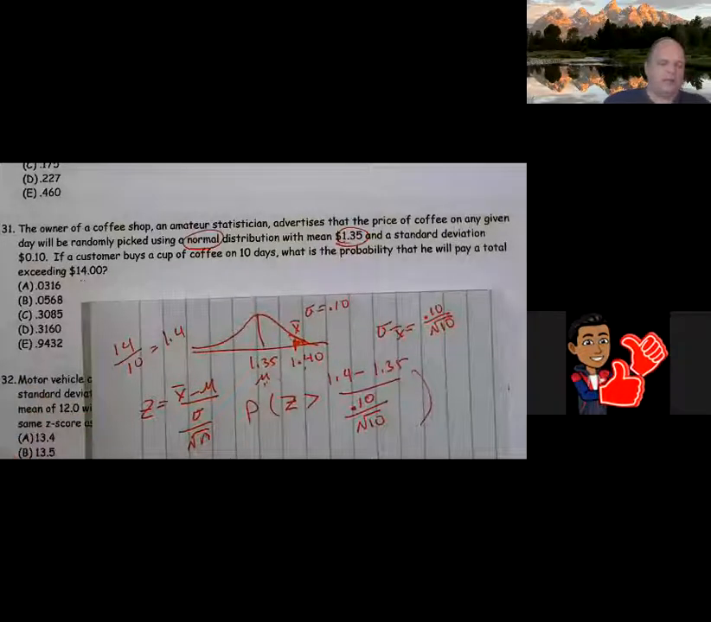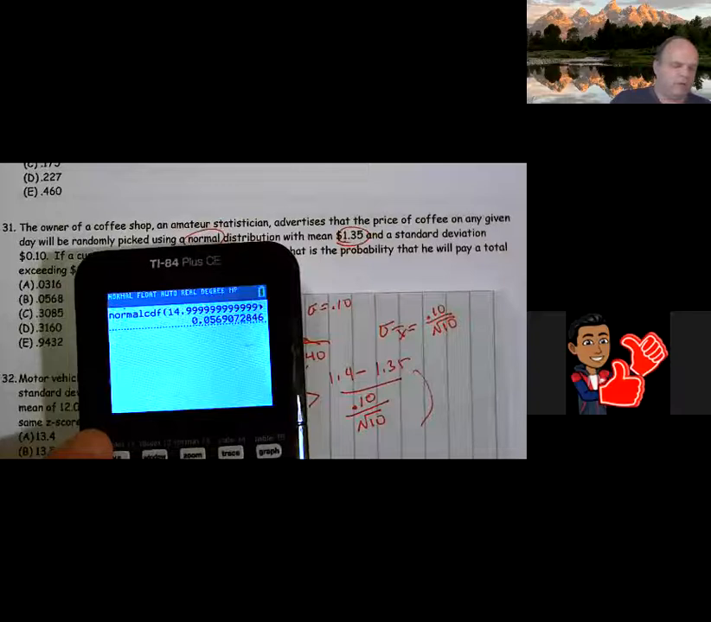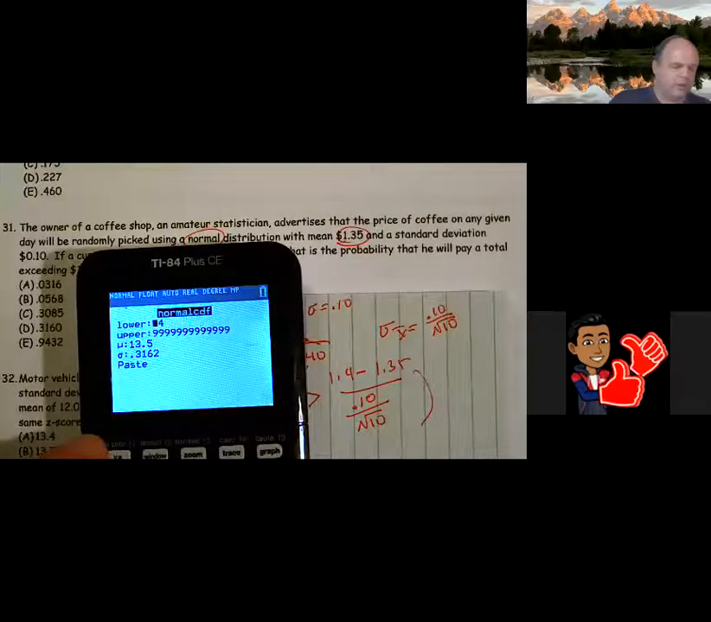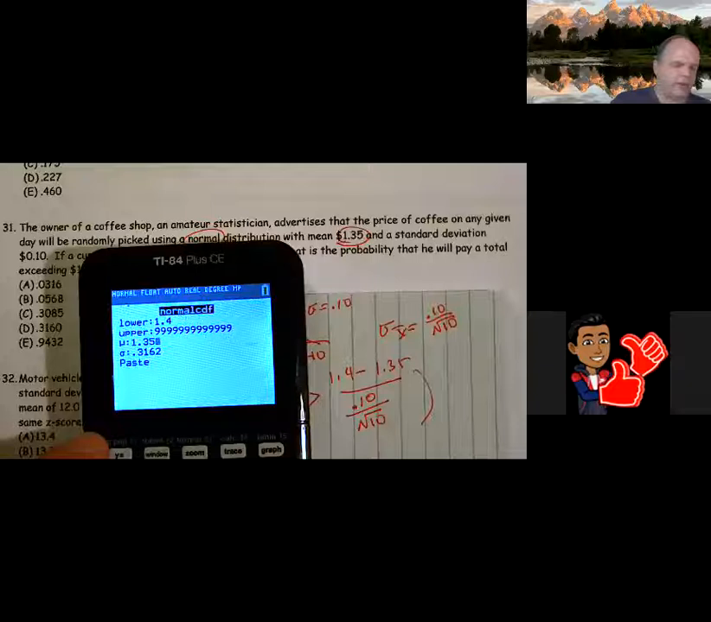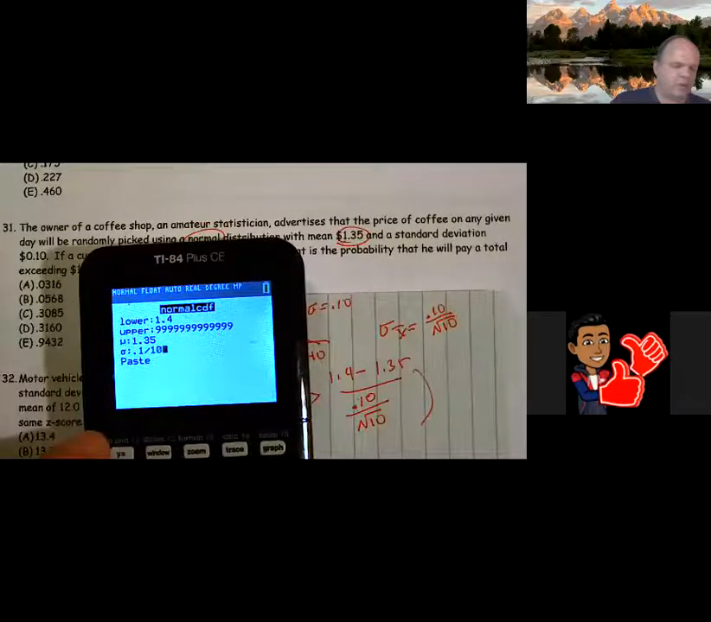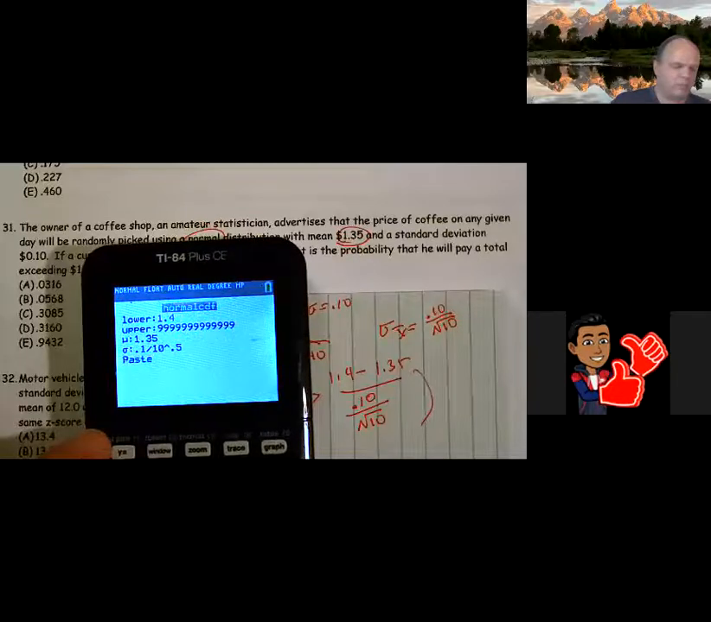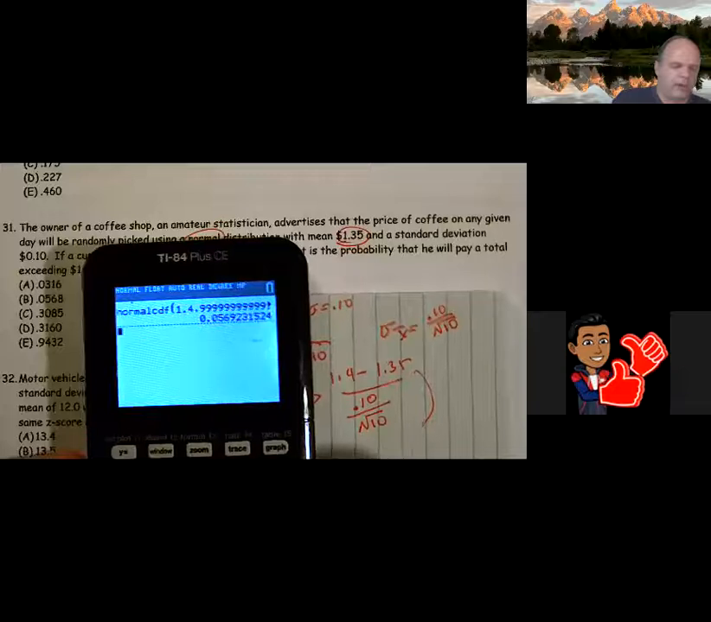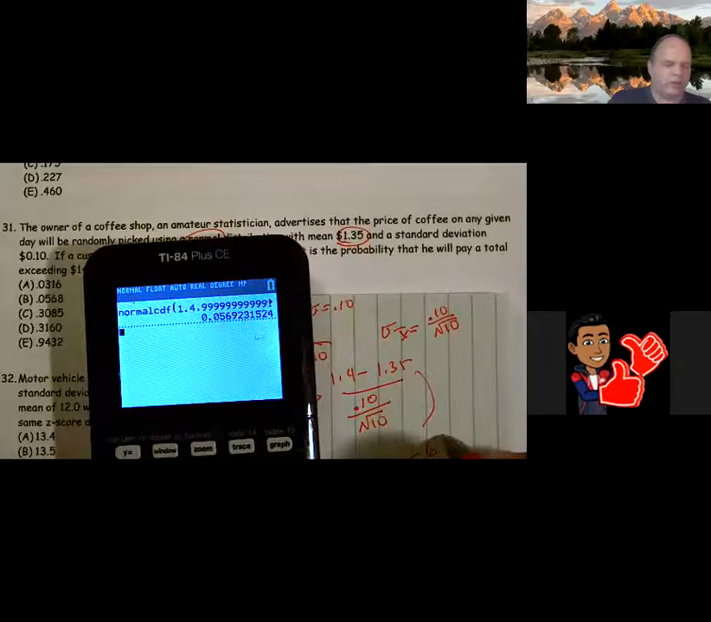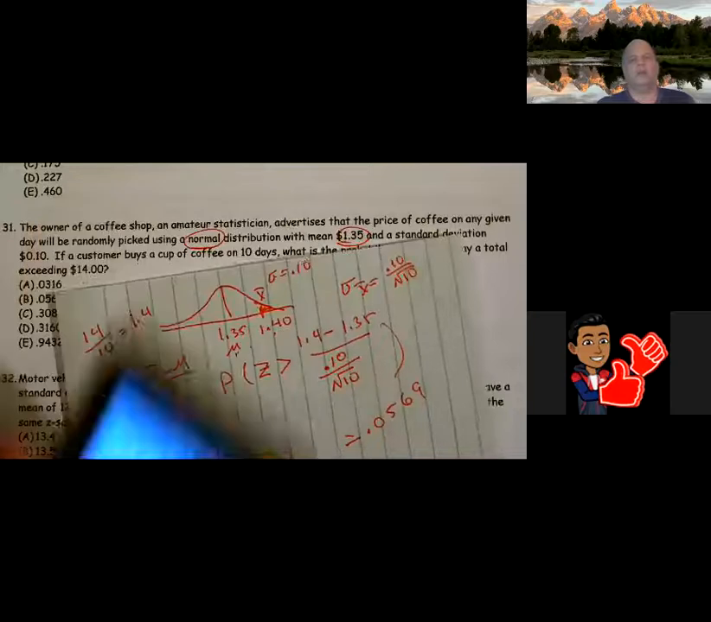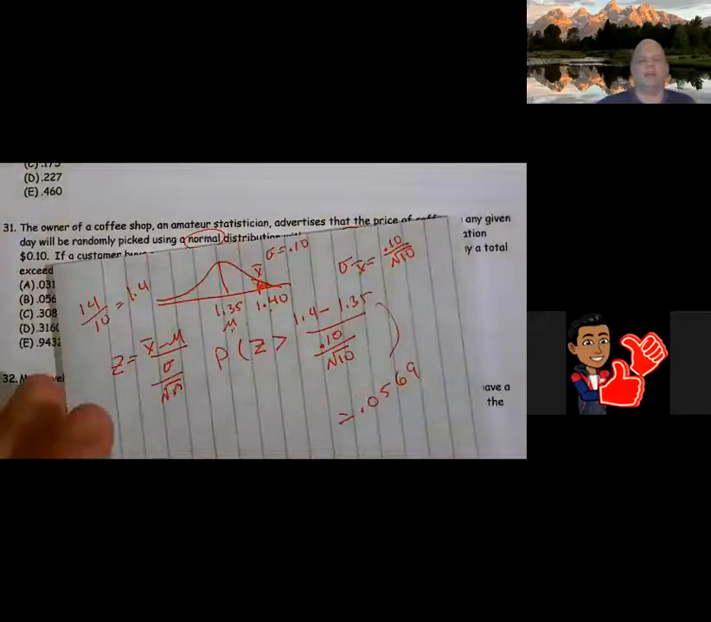In the calculator, I can do this as a norm CDF. Second vars, norm CDF, lower bound 1.4, upper bound infinity, average price is $1.35, then 0.1 divided by the square root of 10. And I end up getting 0.0569.